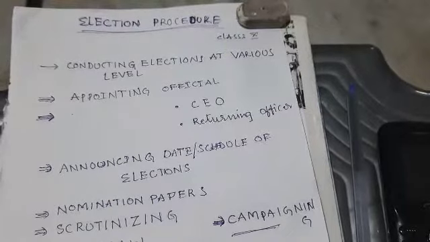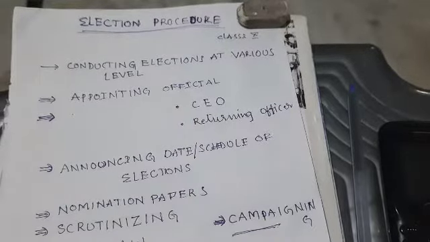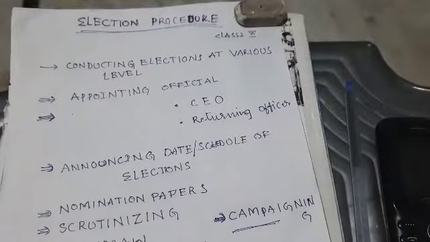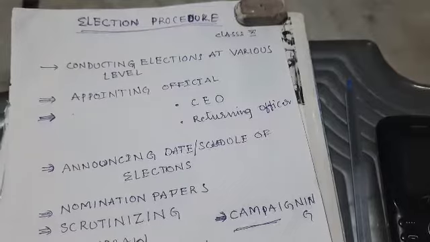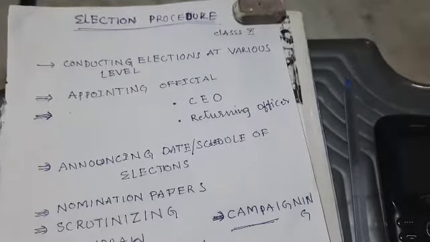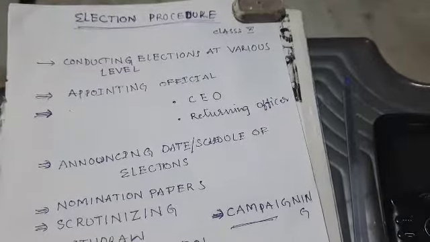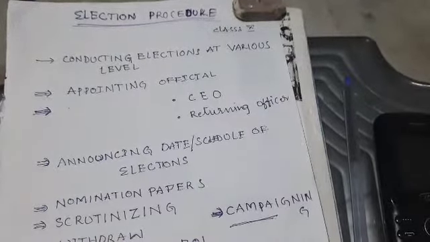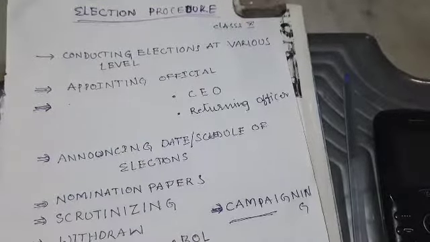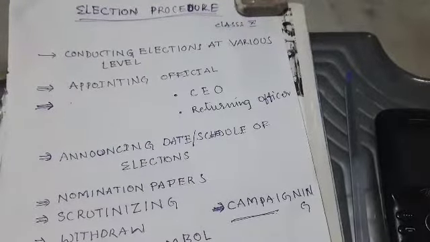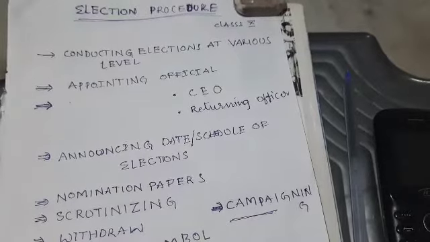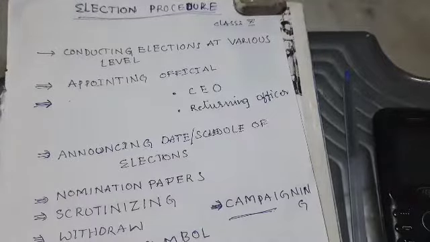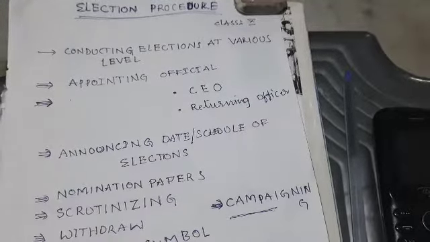Coming to the election procedure. First of all, when the Election Commission conducts elections, before conducting them, they appoint some officials to look after the elections at various levels. First subheading we are going to write: appointing officials. At district level, the CEO, Chief Executive Officer, is appointed. The CEO is appointed by the Election Commission of the state, and every district collector can act as CEO.